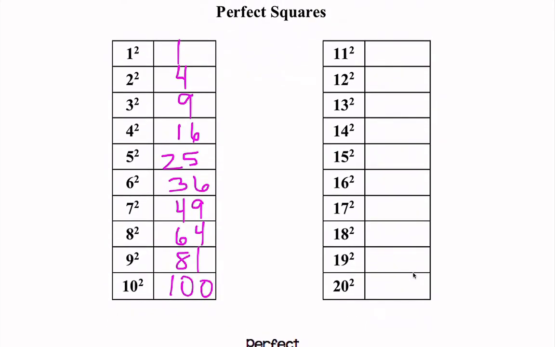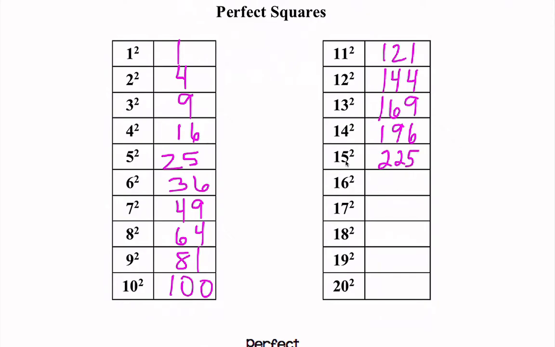Okay, so these other ones on this other side you might not be too sure of, but that's okay. I would suggest memorizing up till 15 at least, okay? I think it might make things a little easier on you if you do. 11 squared is 121. 12 squared is 144. 13 squared is 169. 14 squared is 196. 15 squared is 225.